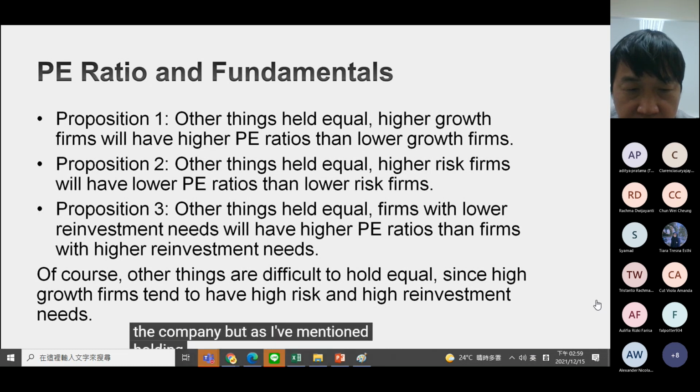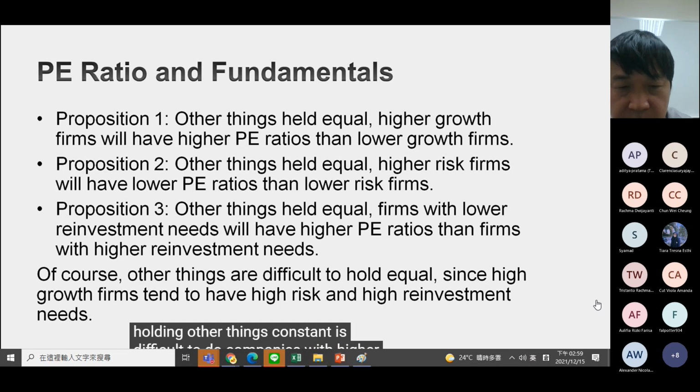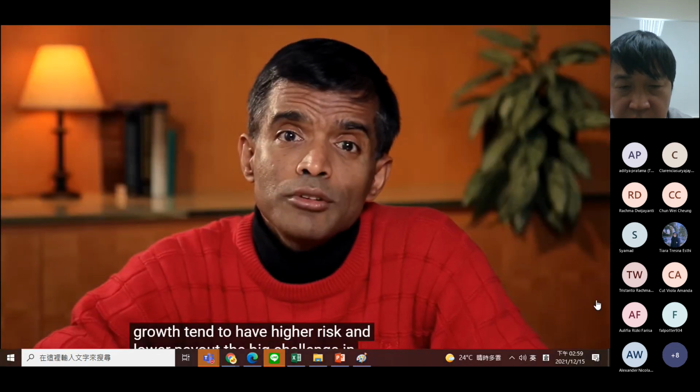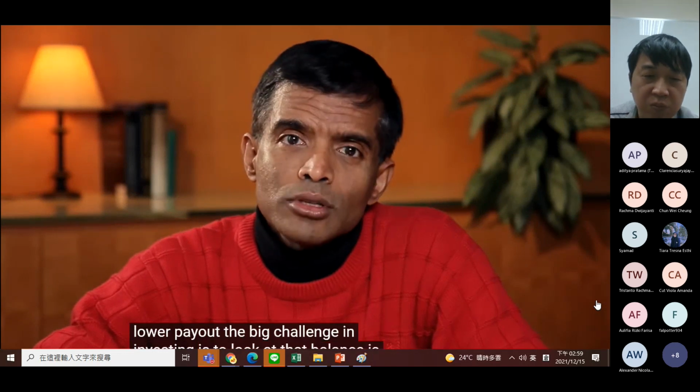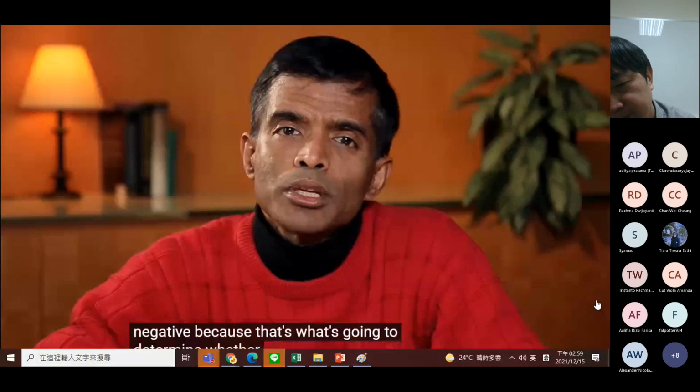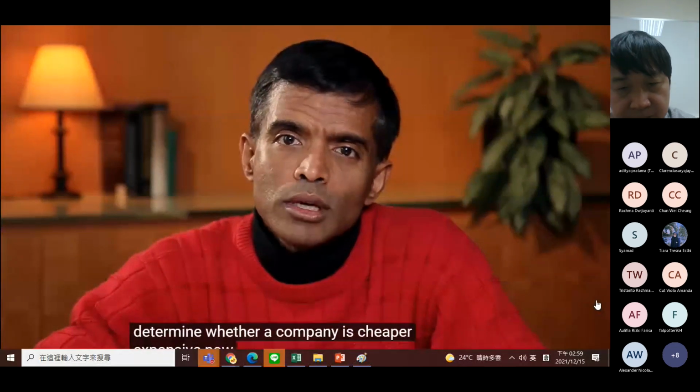But as I've mentioned, holding other things constant is difficult to do. Companies with higher growth tend to have higher risk and lower payout. The big challenge in investing is to look at that balance. Is the net effect going to be positive or negative? Because that's what's going to determine whether a company is cheap or expensive.